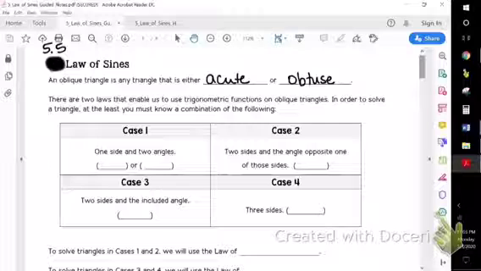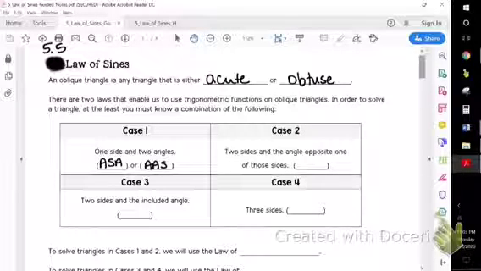In order to solve a triangle, at the least, you must know one of the following combinations. You can have one side and two angles, so it's angle, side, angle, or angle, angle, side. You can have two sides and the angle opposite one of those sides, so that would be side, side, angle. You can have two sides and the included angle, so that is side, angle, side. Or you can have three sides, so side, side, side.